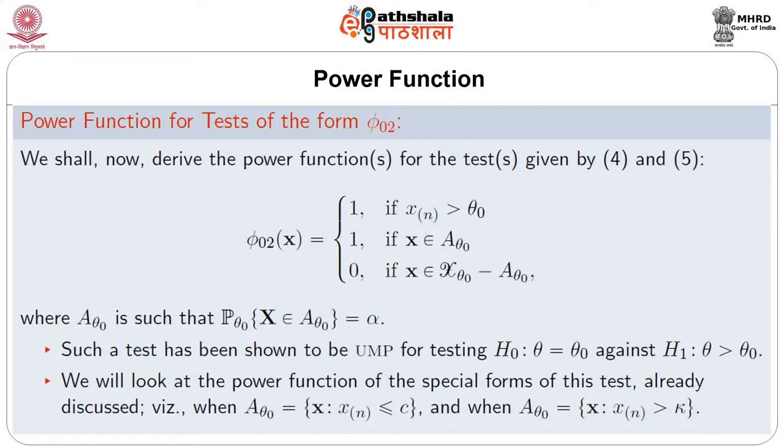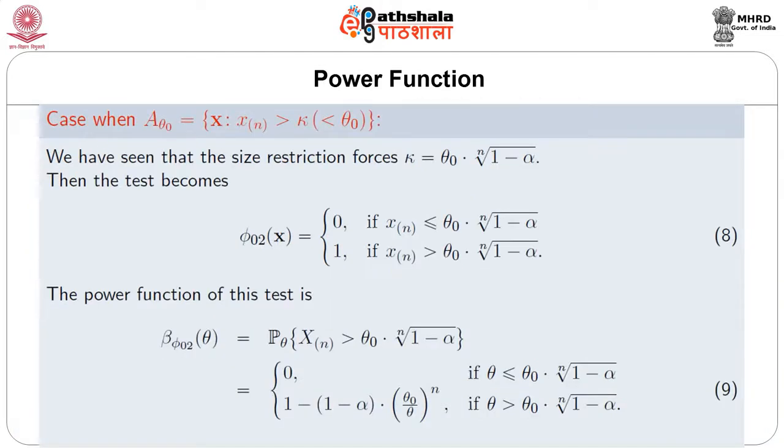One is x order n less than or equal to c, and the other is x order n greater than k. So, first consider x order n greater than k. We have found that k is theta naught times 1 minus alpha to the power 1 by n, and then the test becomes phi naught 2 is 0 if x order n is less than or equal to theta naught times 1 minus alpha to the power 1 by n, and 1 otherwise.